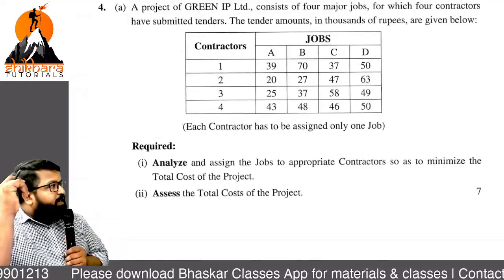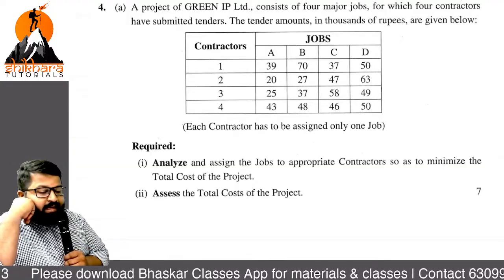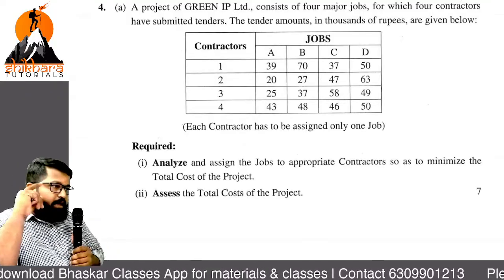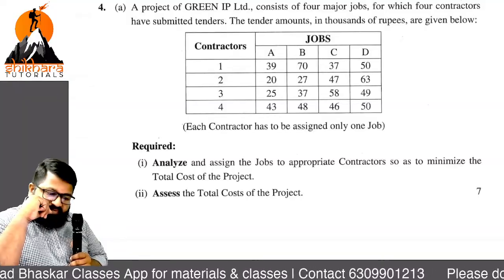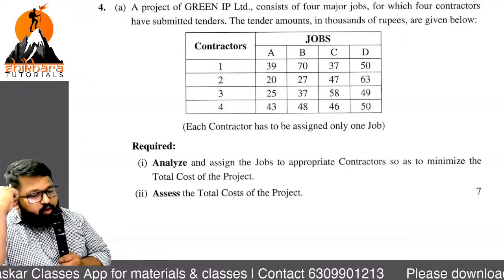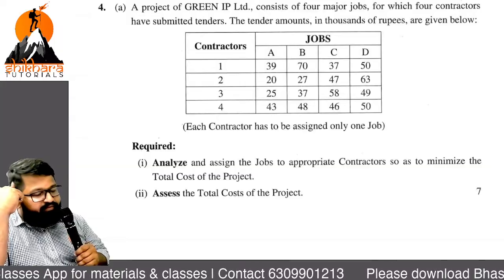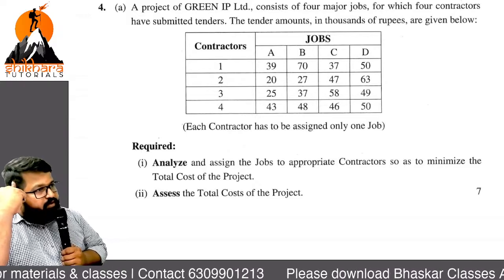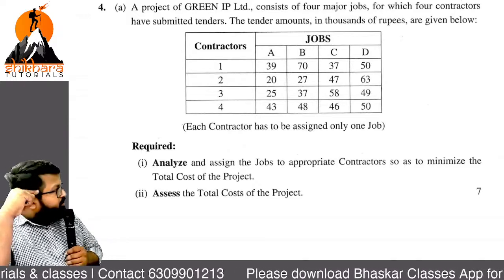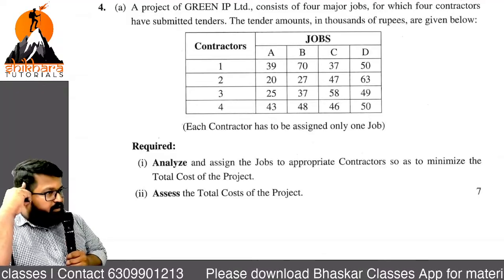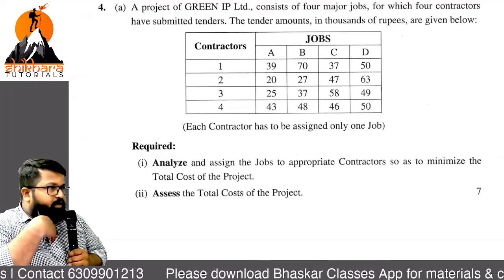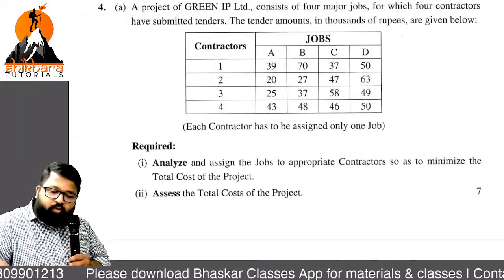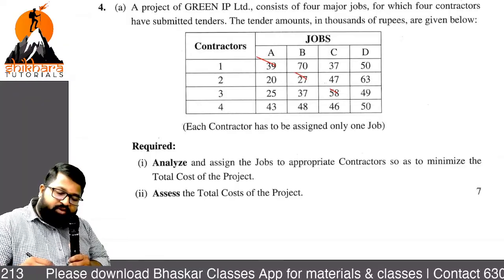Sir, which company are we dealing with? Green IP Limited consists of 4 major jobs, A, B, C, D. For these, there are contractors 1, 2, 3, 4. Now, if you are a company person, what is your main target: a contractor who charges more or one who charges less? Automatically less, because it is cost for us. Is it easy for us to simply assign the work? For example, I will give this to him, this to him, this to him, this to him.